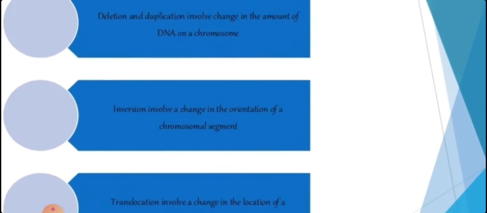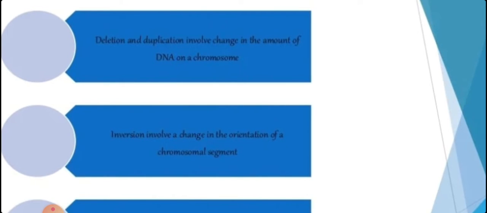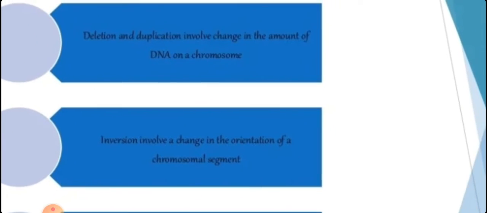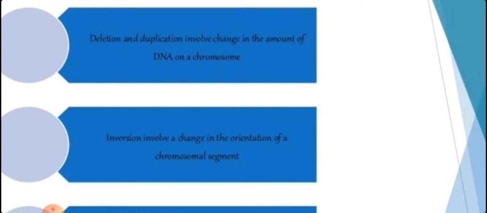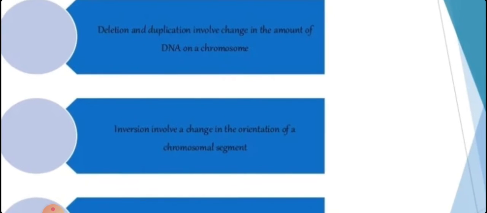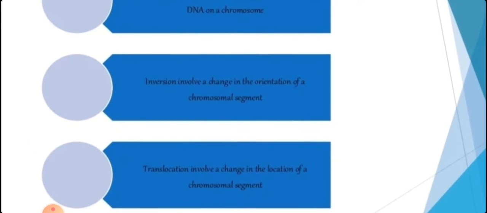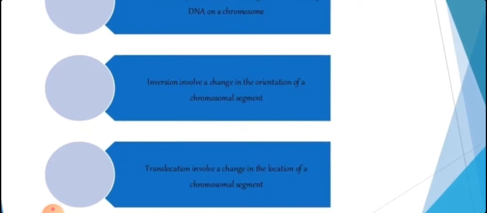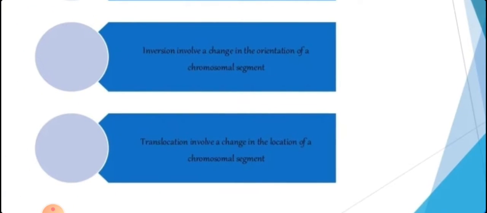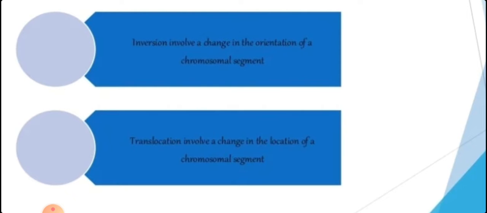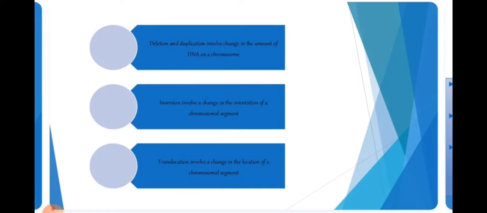First, we can see deletion and duplication. Deletion and duplication are two types of structural mutation. They involve a change in the amount of DNA on a chromosome. The next one is inversion. Inversion involves a change in the orientation of the chromosomal segment. And the fourth one is translocation, which involves a change in the location of the chromosomal segment.